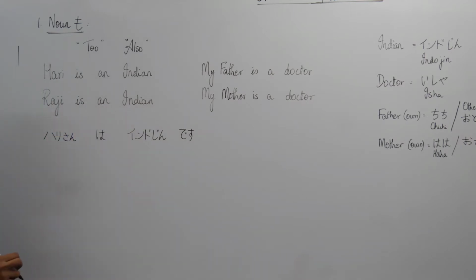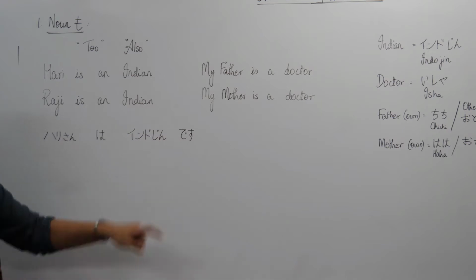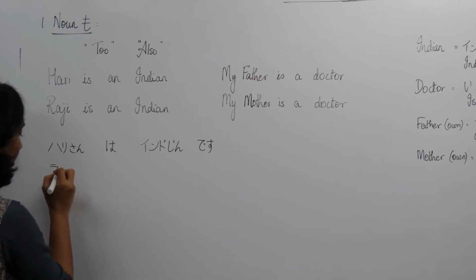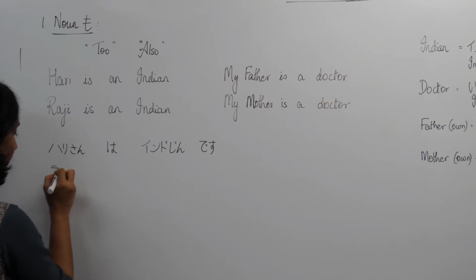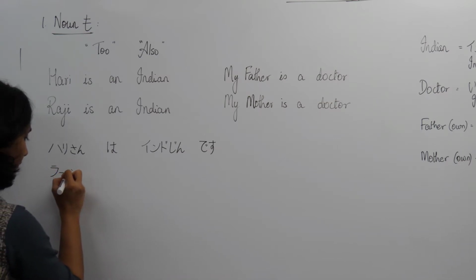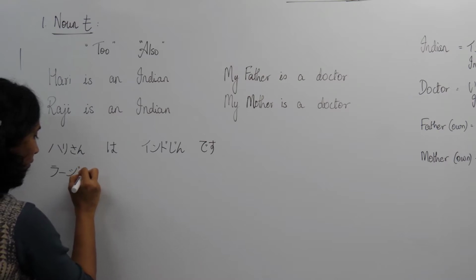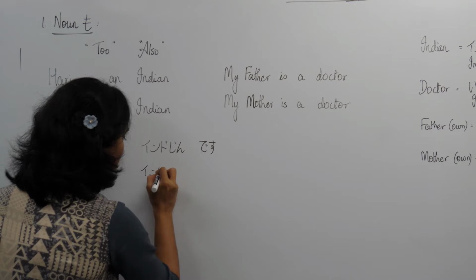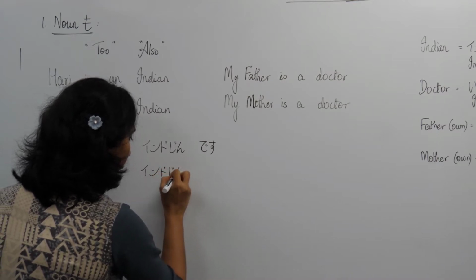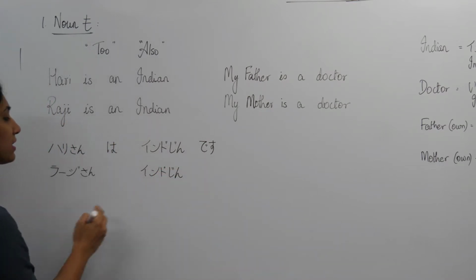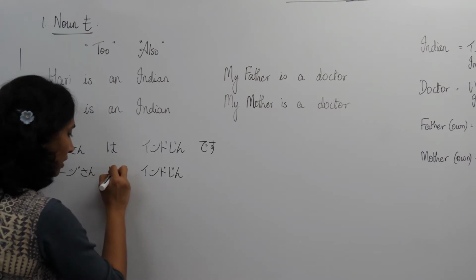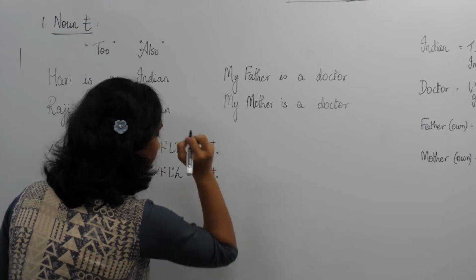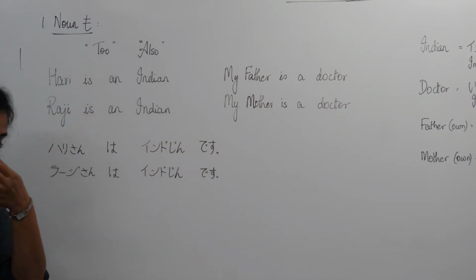Coming to the next sentence. Raji is an Indian. Raji, I'm writing that in katakana. Raji-san, Indojin. And completing this sentence, Raji-san wa Indojin desu. So these are the two sentences.